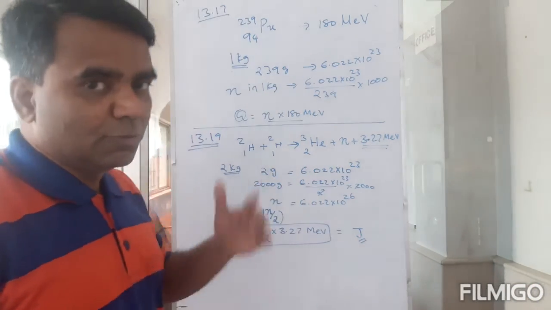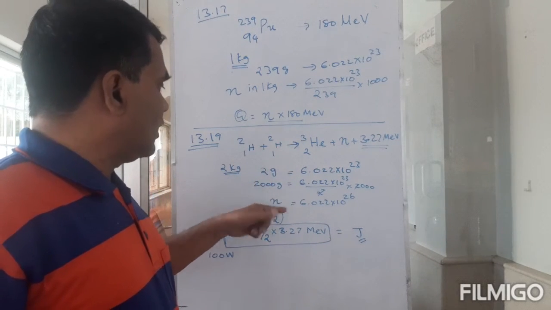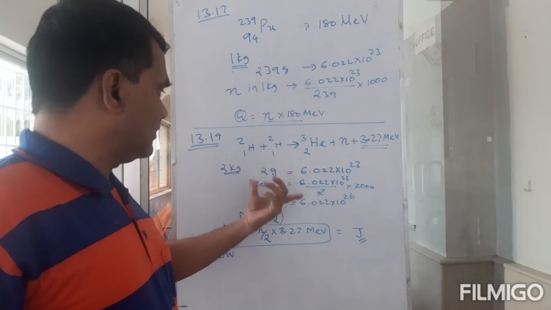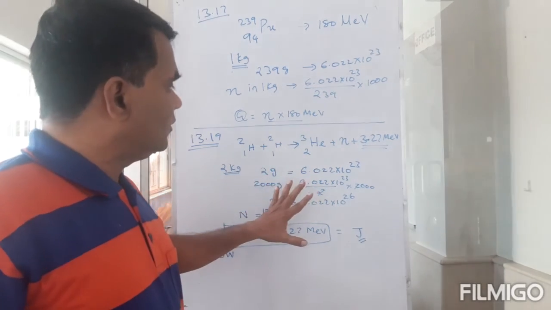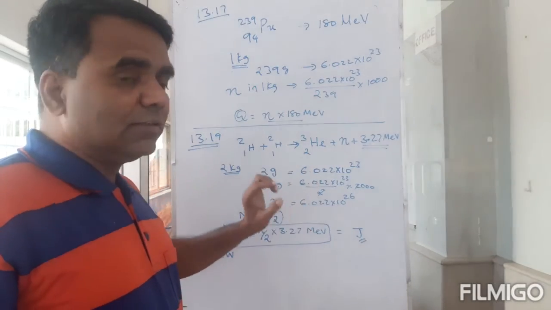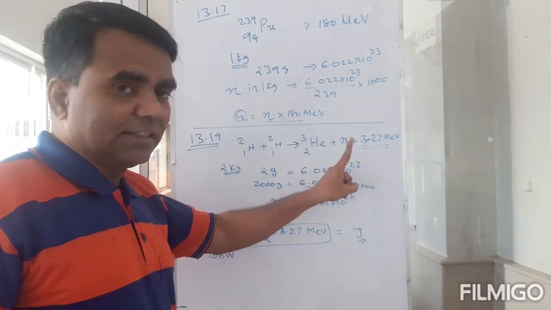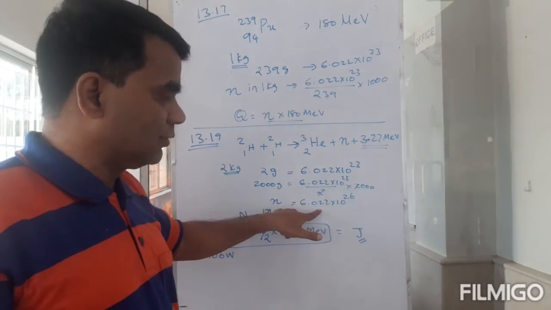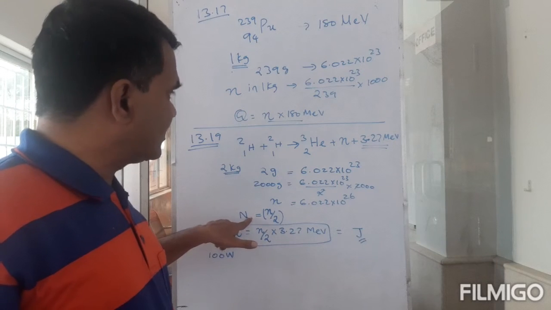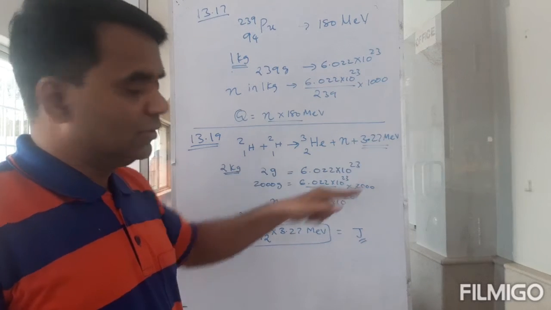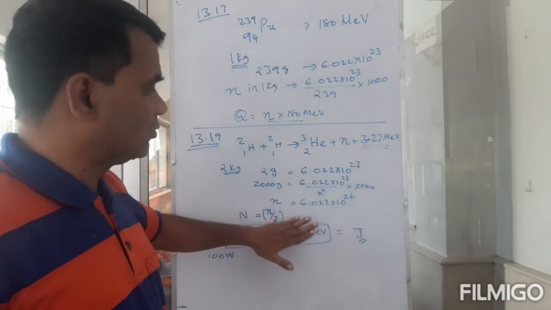Okay, I hope you understand this. What have we done here? We have figured out how many nuclei are there in 2 kg of deuterium. And we know that 2 nuclei are required for one reaction. So if N is the number of nuclei available, then N by 2 reactions are possible. For each reaction you are going to get 3.27 mega electron volt, so the amount of energy released will be N by 2 into 3.27.